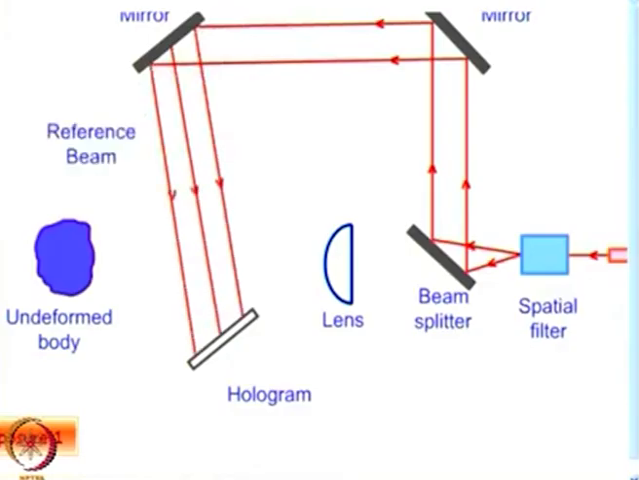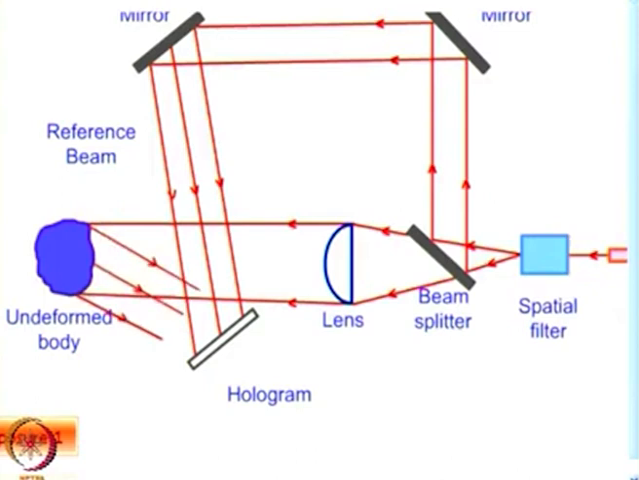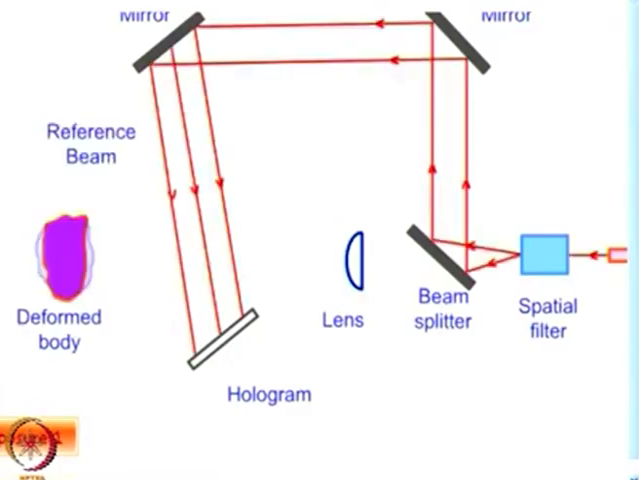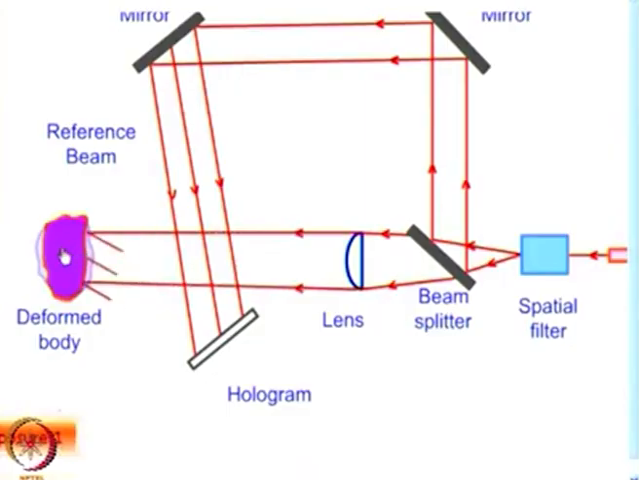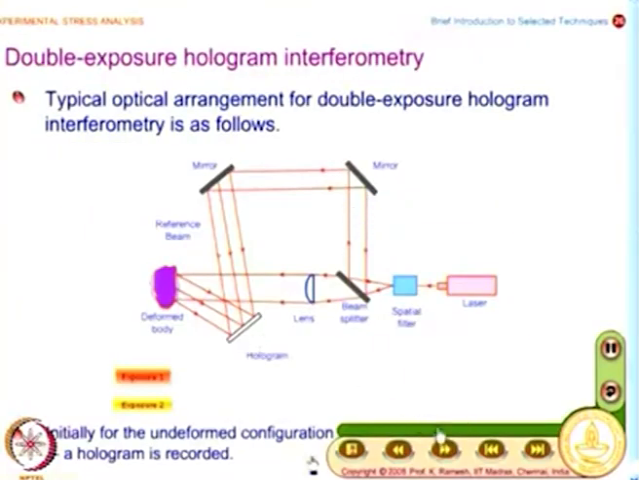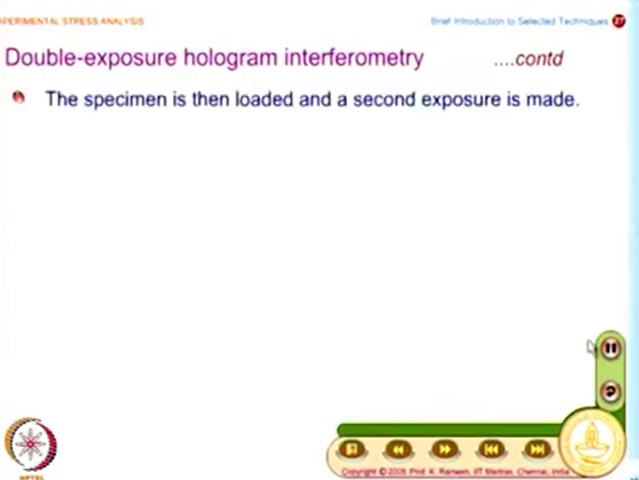So, this illustrates that you have a reference beam and you have an undeformed body, and then you have this second exposure. The second exposure is done where I have light rays coming from the deformed body. Now, we will look at what are all the restrictions that you will have to look at when you are loading the model.